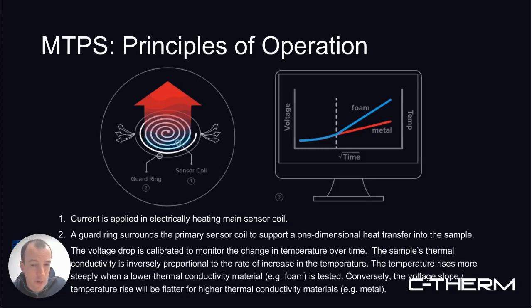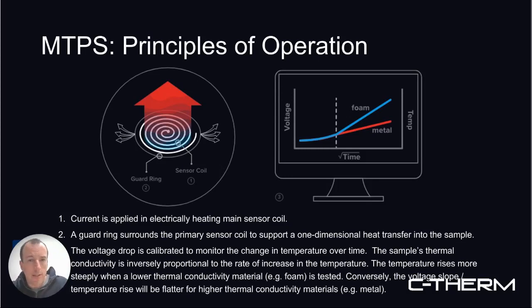The exterior guard ring or circle around the coil is used to ensure we get a one-dimensional heat flow into the sample material. Heat travels in the path of least resistance. The sensor is mounted on an insulative backing material. And with the use of the guard ring, this is a very innovative way to ensure we can test in a one-sided interfacial method. And that's why it's described as guard ring technology, MTPS guard ring technology.